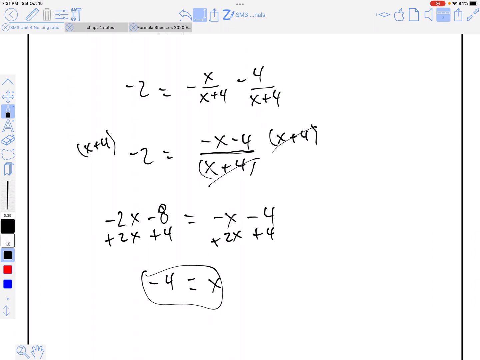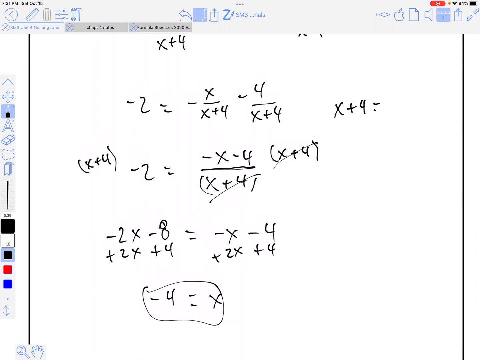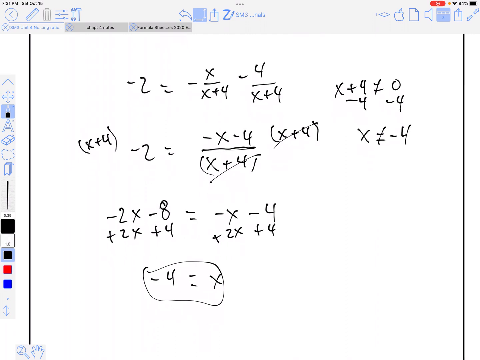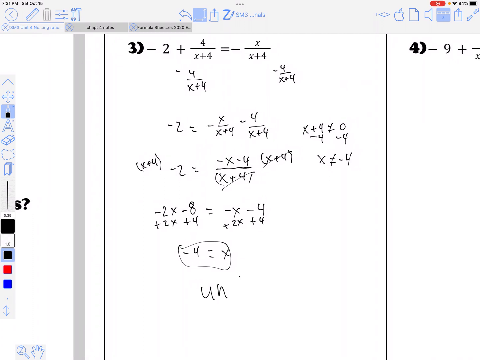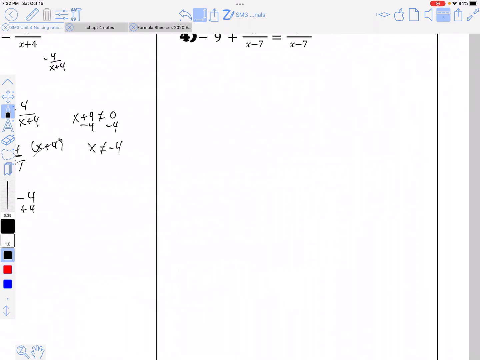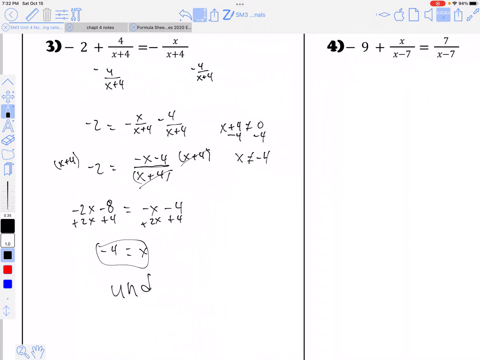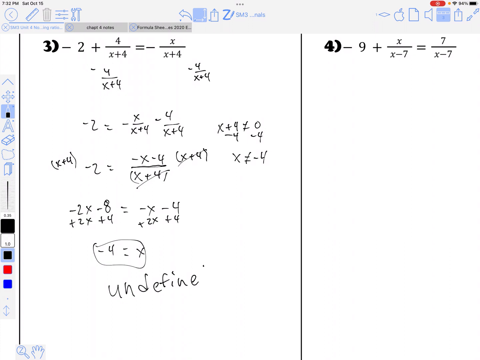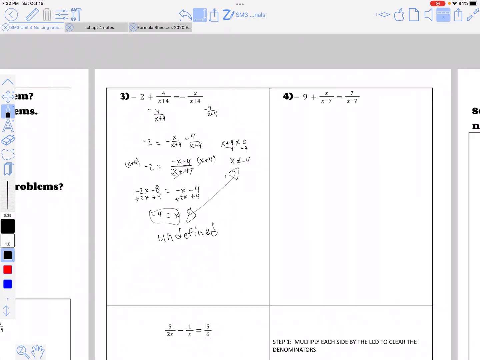Now, I'm going to check it. My excluded value was actually negative 4, right? So this one's actually undefined. Ooh, we get some crazy technology stuff going on here. Number 3 was undefined. So we solved it. We got negative 4, but negative 4 is the only thing that wouldn't work, right? As we can see there, it's just not going to work. So because the excluded value and our solution match up, this one's actually undefined, no solution.